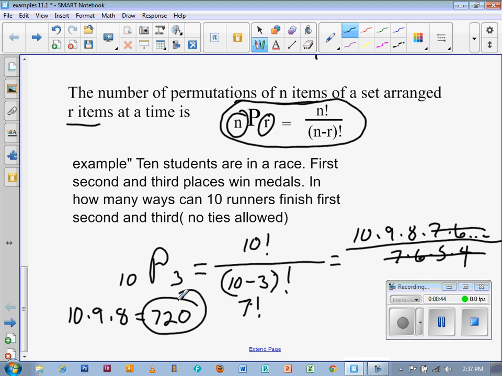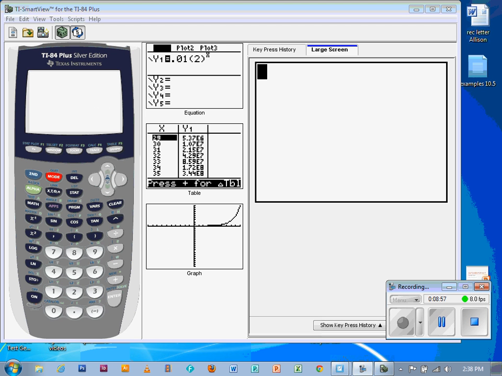Now what I'd like to have you do is pull out your calculator, TI-83s. I'm going to put this up on the smartboard, and then I'm going to show you how to do some of these calculations on your calculator. So I'm going to hit pause while you get set up with your calculator. Okay, welcome back. As you can see in front of you, you see a TI-84 Plus.